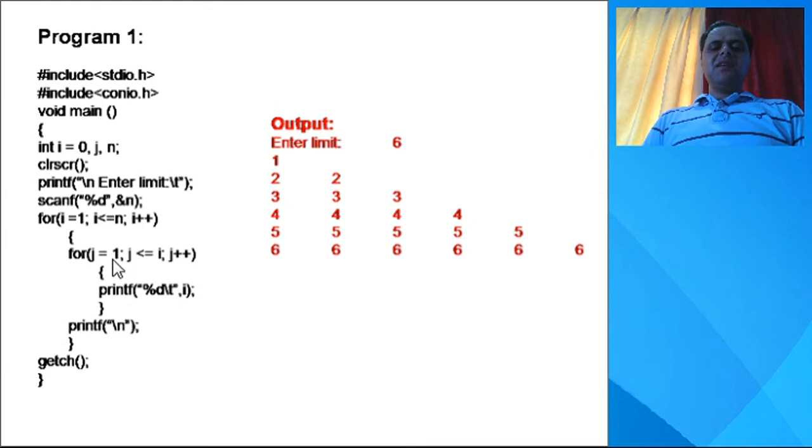Then the value of j becomes 3. So j is less than or equal to 2? No, the condition fails. So control again goes to this loop, and the value of i becomes 3. So 3 is less than or equal to 6, yes.